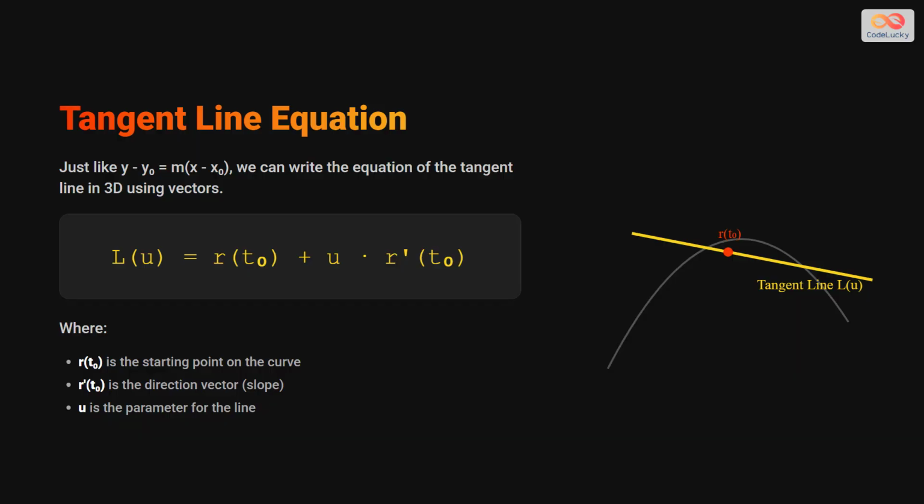Since we know that r' of t points in the direction of the curve, we can use it to find the equation of the tangent line. The line L of u starts at the point r of t naught, and moves in the direction of the derivative vector r' of t naught.